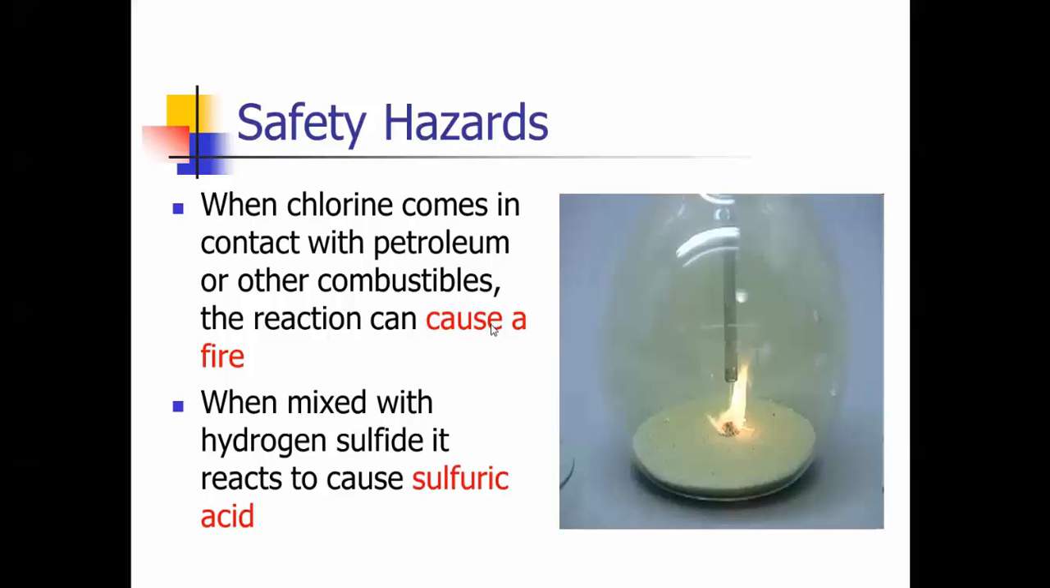Safety hazards: when chlorine comes in contact with petroleum and other combustibles, it can cause a spontaneous combustion, and you can get an instant flame with no spark. So you've got to be careful what you put around that. We put some steel wool in a beaker and put chlorine gas in it, and it ignited it. It started a spark. So the gas is quite dangerous if you're not careful with it. When it's mixed with hydrogen sulfide, it reacts to cause sulfuric acid. You could get that in some of your water conditions.